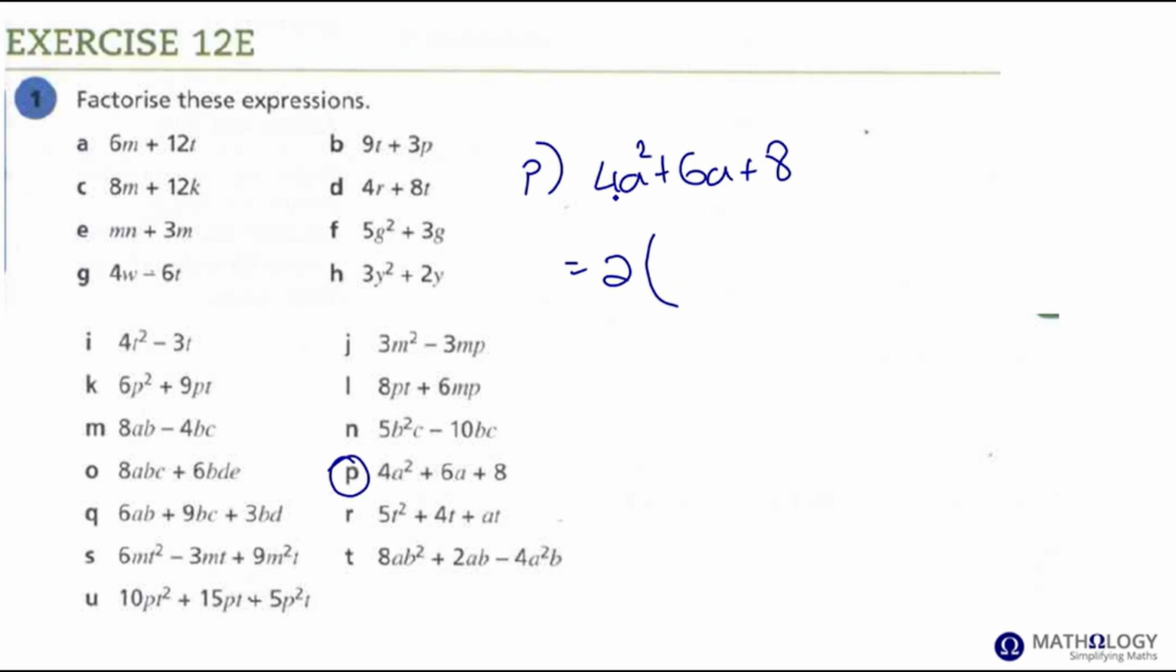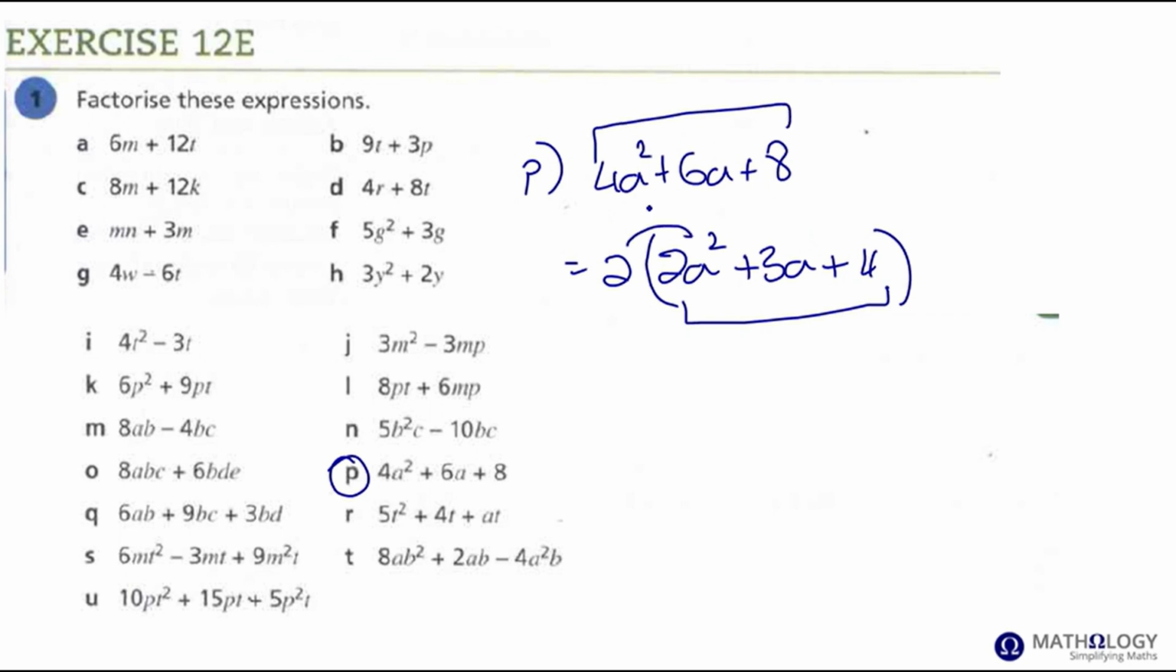4a squared divided by 2 is 2a squared. 6a divided by 2 is 3a. 8 divided by 2 is 4. We have 3 terms inside the factorized brackets. We started off with 3 terms. 2 times 2a squared gives us 4a squared. 2 times 3a gives us 6a. And 2 times 4 gives us 8.